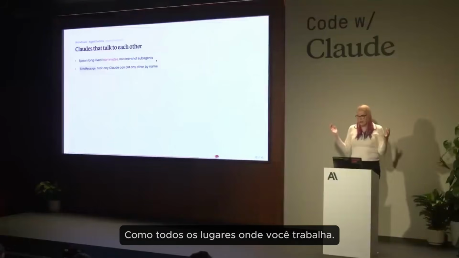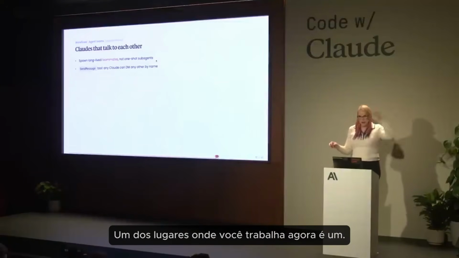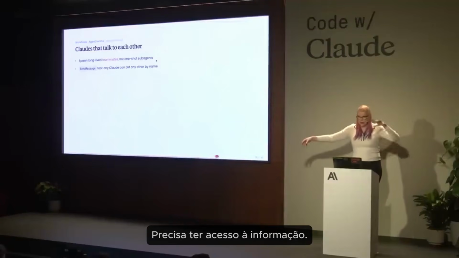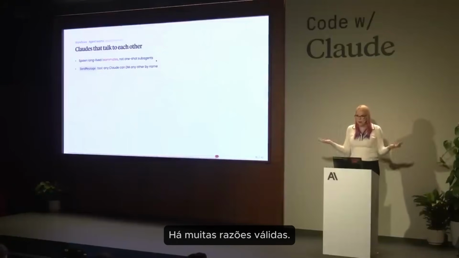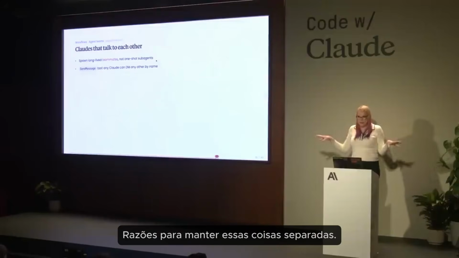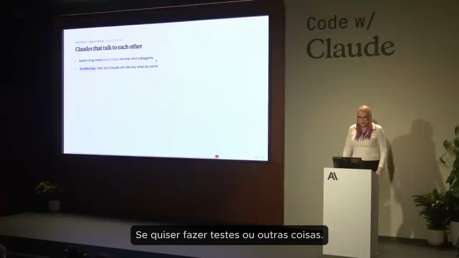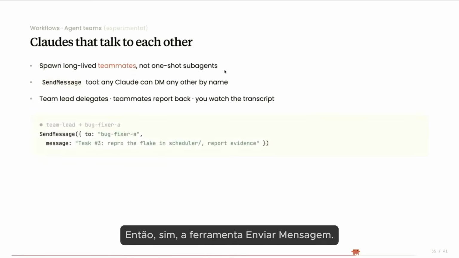Remember how I was saying all of the places you work need to be accessible to Claude? One of those places that you work now is another Claude. And so the Claude that's over here working on something needs to have access to the information from that conversation in some form. Again, probably with your permission. There are very many valid reasons to keep these things separate if you want to do redundancy, if you want to do testing or all kinds of other things. But by default, they should be able to talk to each other. So, the send message tool.